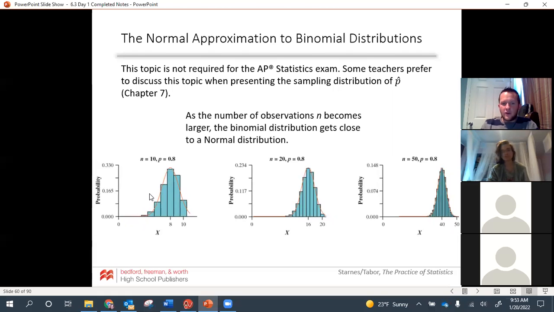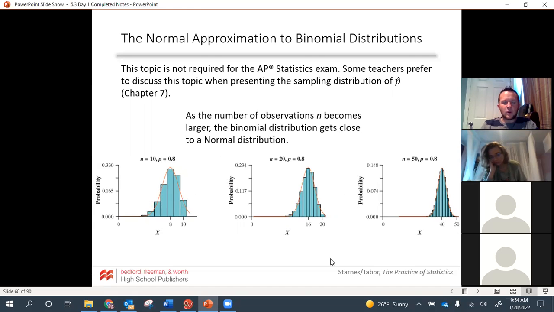Okay. So for example, right here, this was a binomial distribution, but only with a sample of 10. This was a binomial distribution with a sample of 20, and then this was a sample of 50. Notice the shape here with 10, it kind of looks skewed to the left. But as the sample size increased, this looks approximately symmetric.